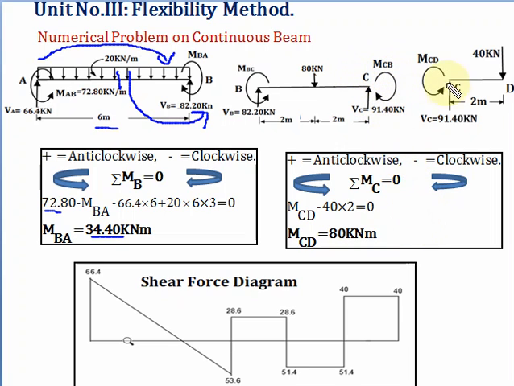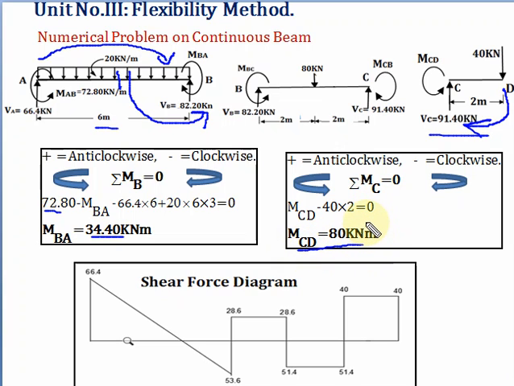So we'll consider this figure and we'll consider moment at C equal to 0. Again anti-clockwise we are considering positive and clockwise negative. So MCD anti-clockwise plus, and this 40 kilonewton is acting in clockwise direction, so minus 40 into 2. So here the value of MCD is 80.